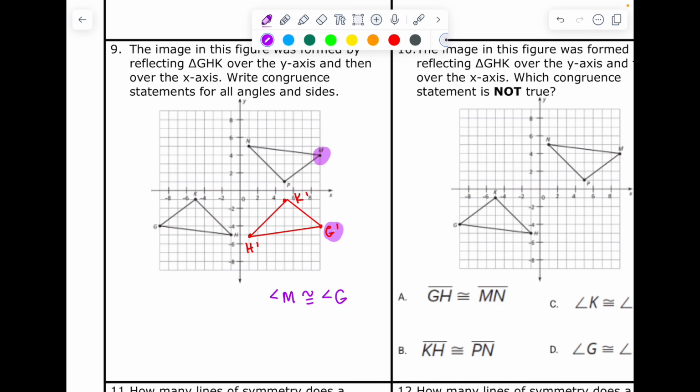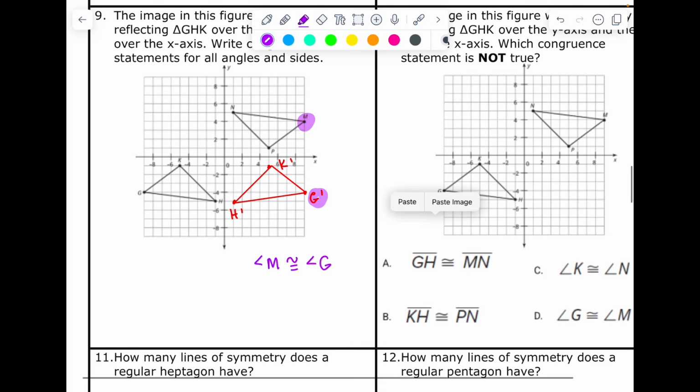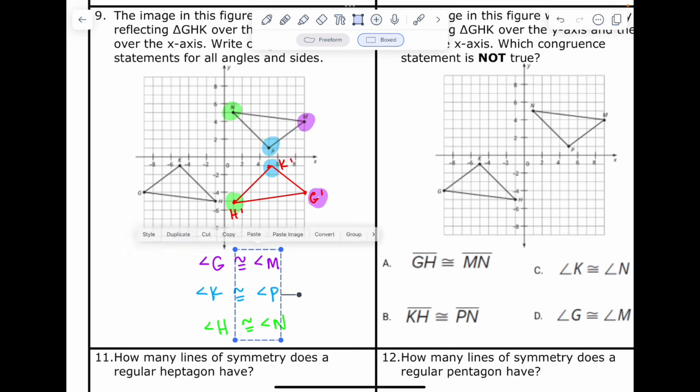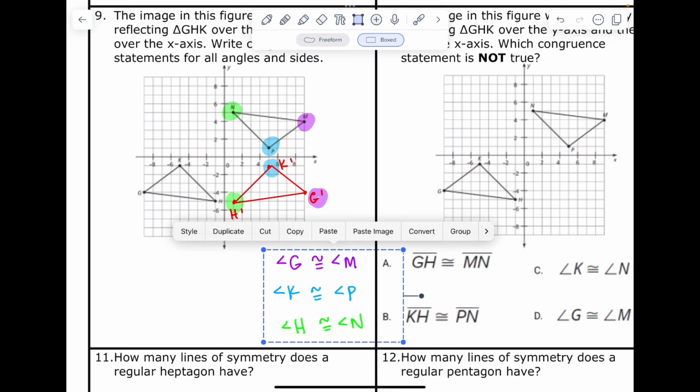And then angle P and K are congruent. So angle P is congruent to angle K. And N is congruent to H. So angle N is congruent to angle H. And we could put it like that, or if you want, we could put the original one first. It doesn't really matter. Congruent is congruent, equal is equal.